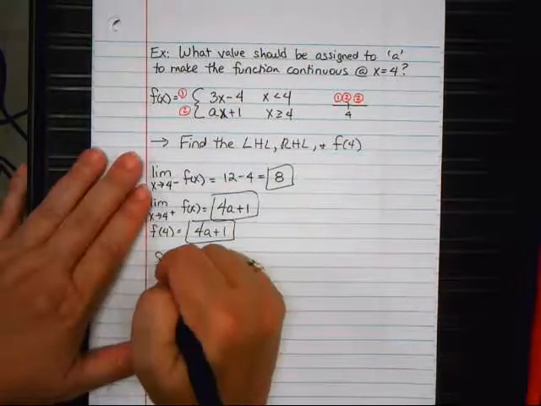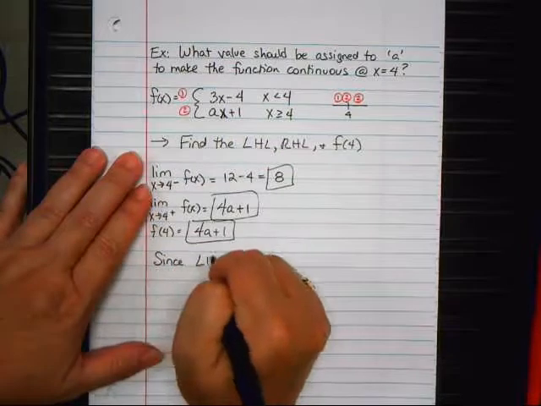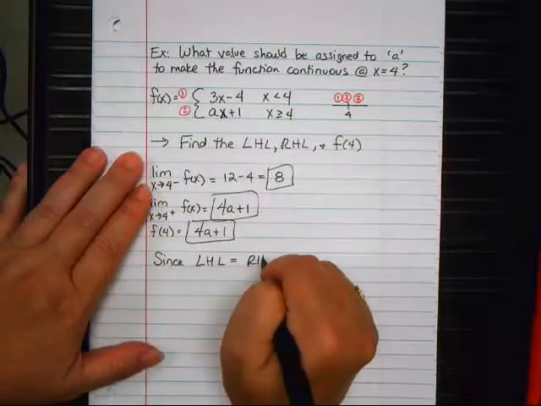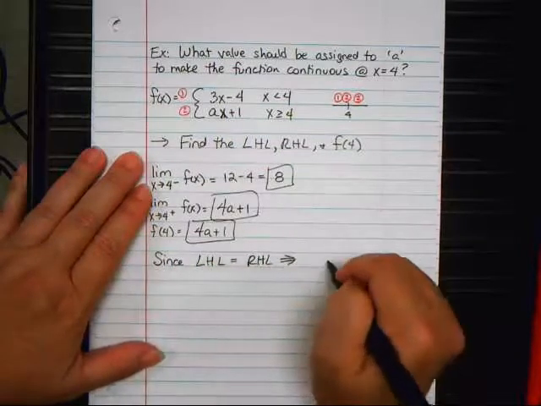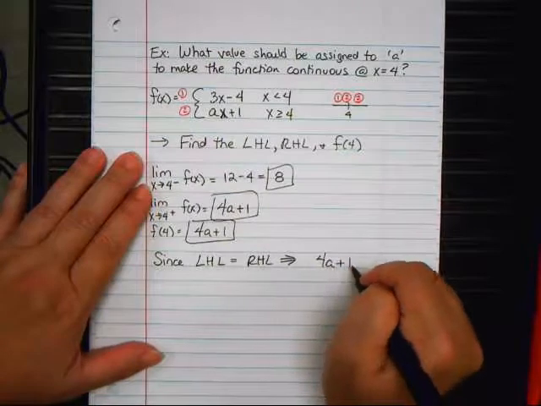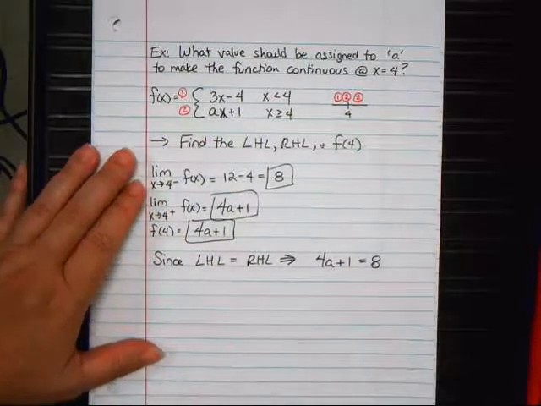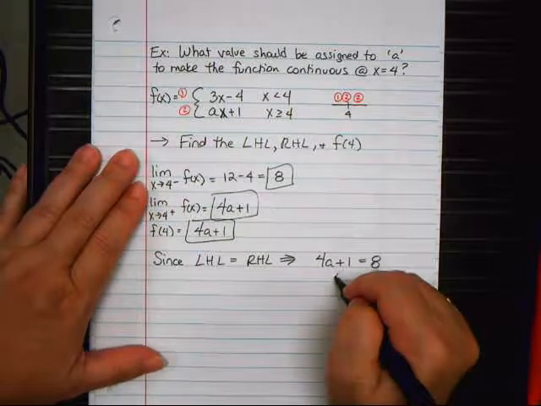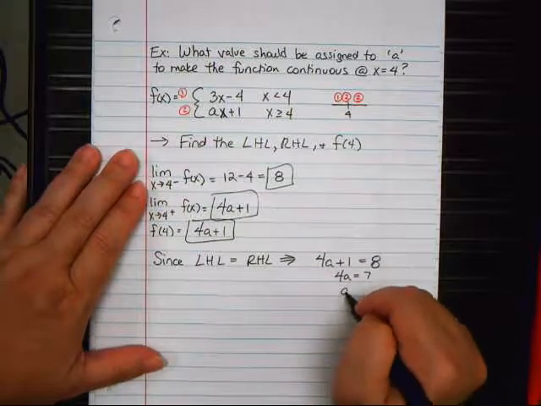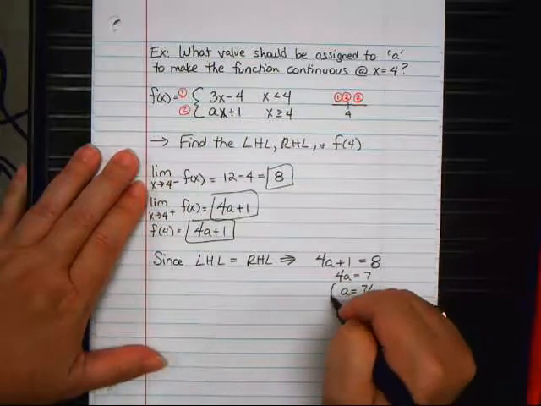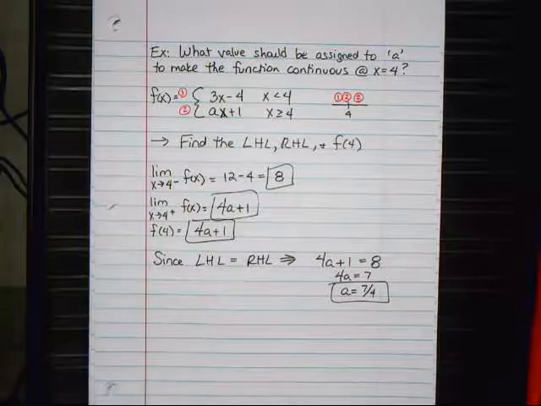So I'm going to write, since the left-hand limit has to equal the right-hand limit, and you don't have to write this every time, but I'm just showing you, 4a plus 1 has to equal 8. Solve for a. 4a equals 7. A equals 7 over 4. And that's the value of a that will make that graph continuous.